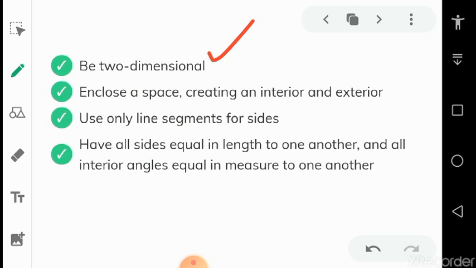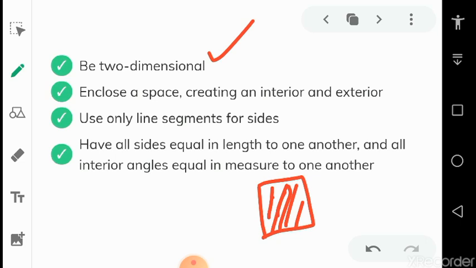The meaning of this is, suppose we have a square. If it is a closed figure, then it encloses a space. See, inside the shape there is a space that is bounded by the boundaries of this square, and interior and exterior parts are there. The interior part lies inside the boundaries, and the exterior part lies outside of the boundaries.